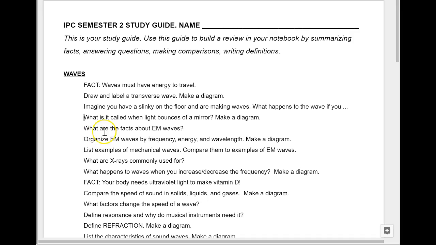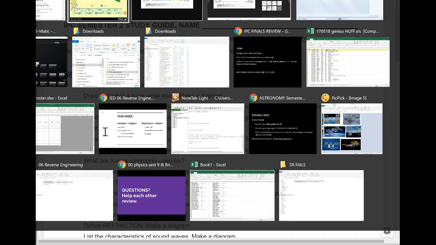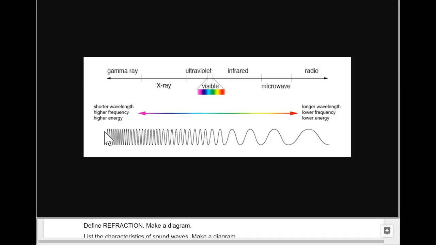What are facts about electromagnetic waves? For this, I would expect you to have a diagram similar to this. This is the electromagnetic spectrum. Everything in this spectrum travels at exactly the same speed. They all go 3 times 10 to the 8th meters per second, or 186,000 miles per second. Everything on this spectrum moves at exactly the same speed.